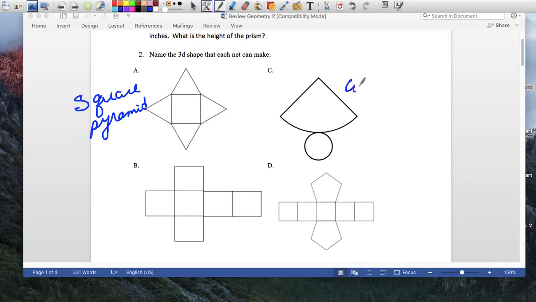This one would be a cone. This one, they're all squares, right? So it's going to be a cube. And this one would not be a pyramid, but will definitely be a, this has five sides, so pentagonal prism. Okay, that folds up nicely and becomes a pentagonal prism.